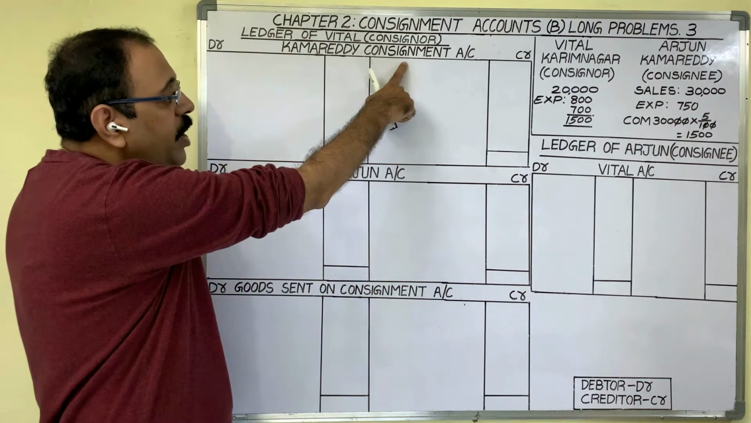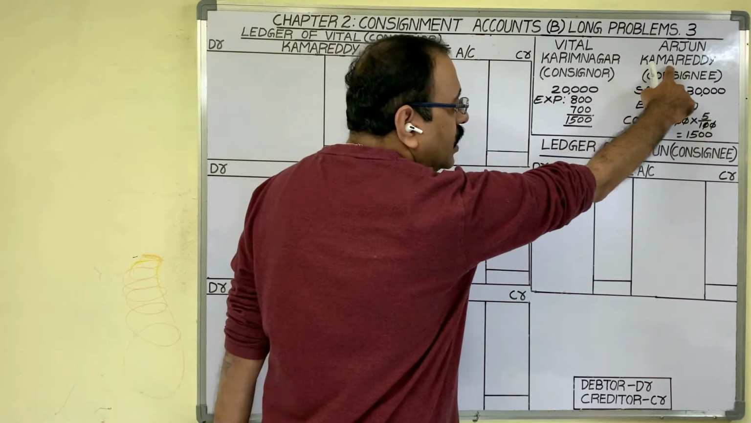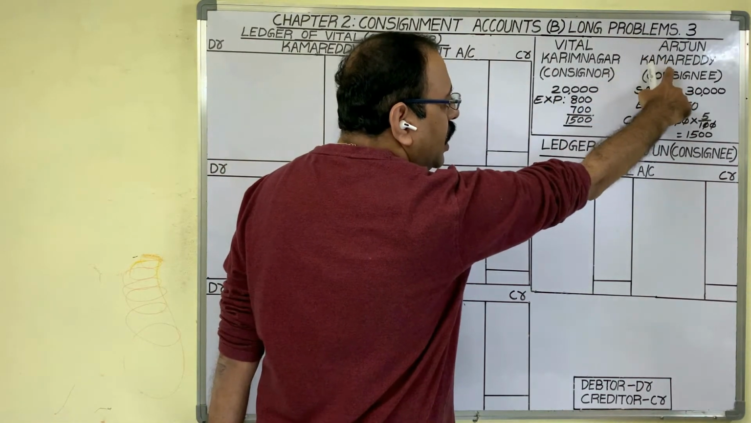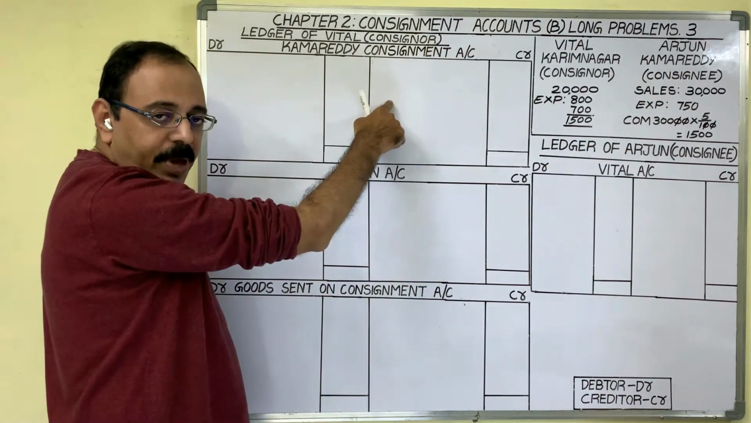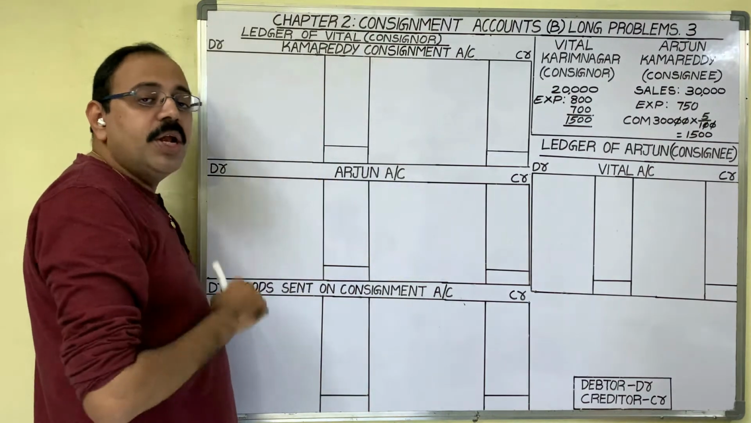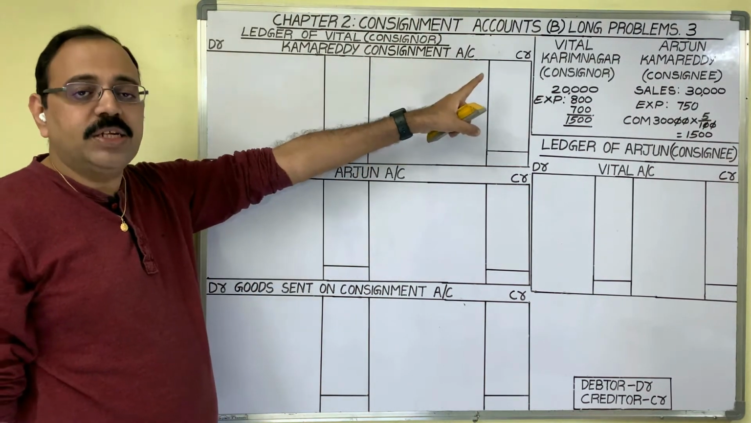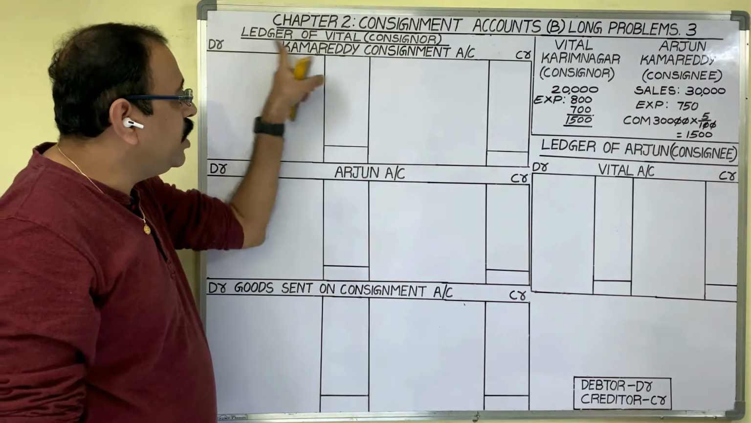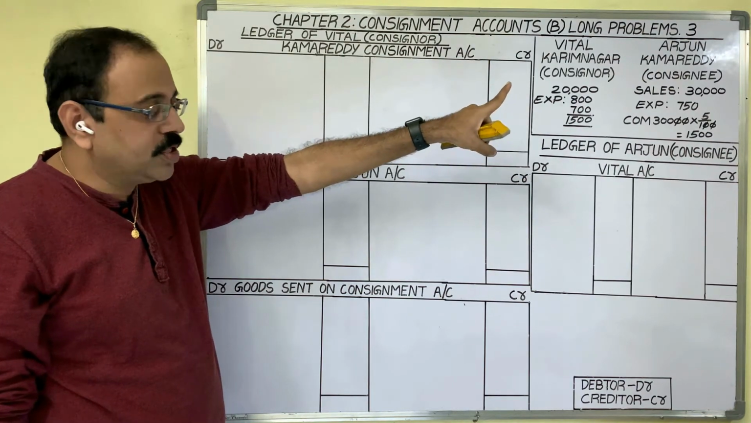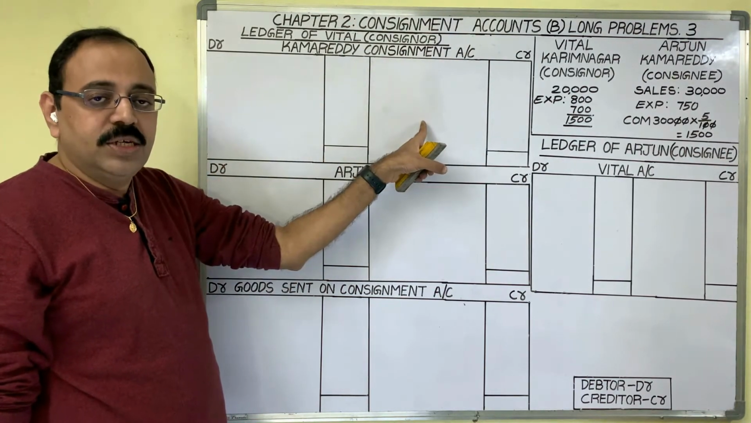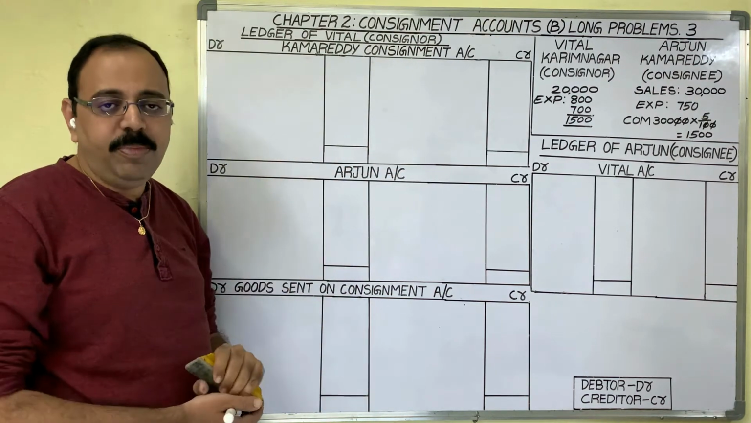For consignment account, we should always add the consignee's area name. Consignee is living in Kamareddy now. So we have to prepare Kamareddy consignment account. Consignment account is a nominal account. Therefore, consignment business related expenses we should show on the debit side of this account. Consignment business related incomes we should show on the credit side. If you know this, then the remaining 2 accounts we can also prepare easily.